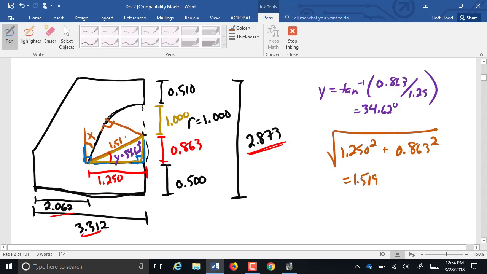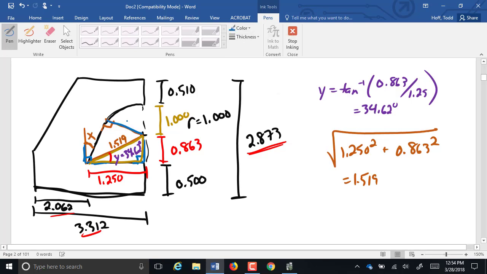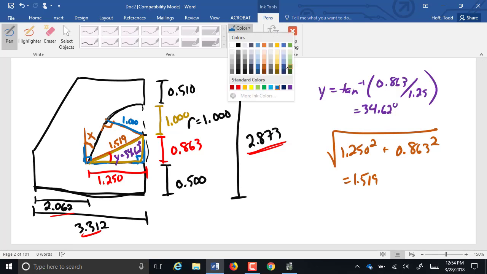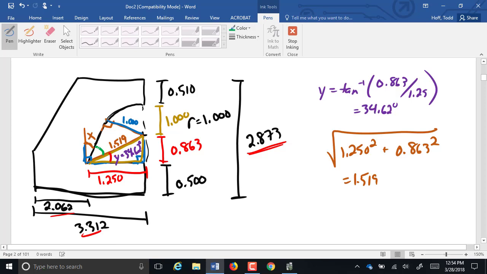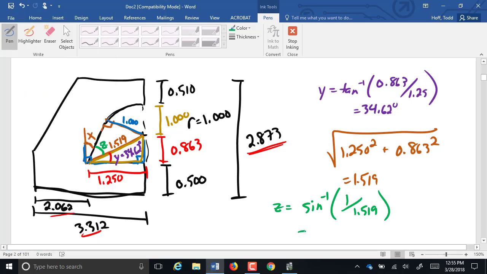So 1.519. Now for that triangle, this is still the radius of a circle. That's still 1, right? So I can find this angle, inverse sine. I'll call that angle Z. Angle Z is going to be the inverse sine of what? 1 over hypotenuse, very good. 41.17 degrees.